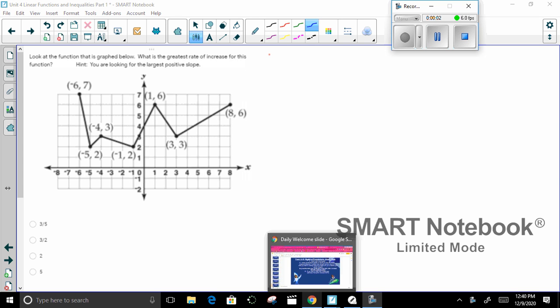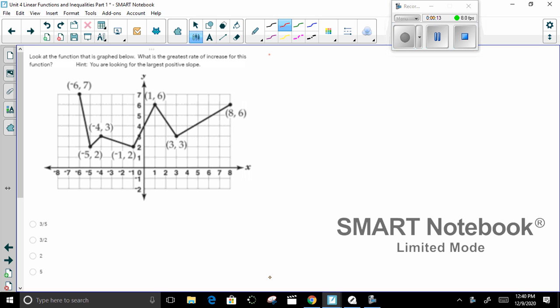Hey, we're going to review for your test that is Friday. There's a Google form with these questions. I'm going to do many of the questions with you, and then you can input your answers for them and the rest of the ones that you may need to finish on your own. So the first question says, look at the function that is graphed below.